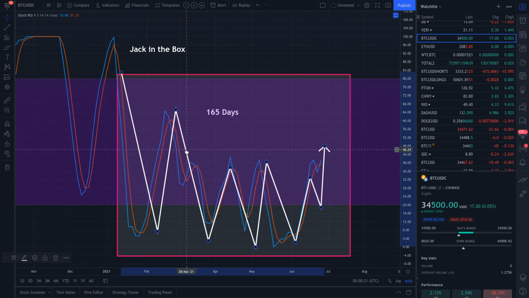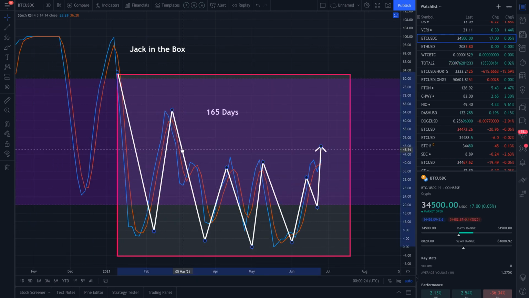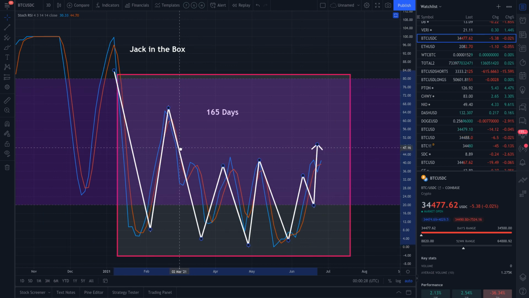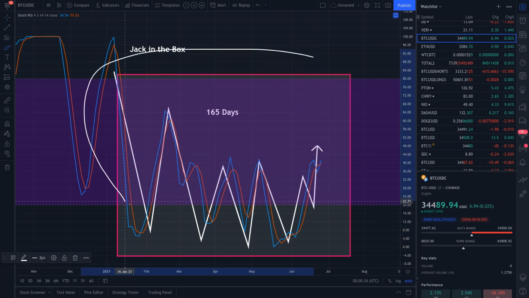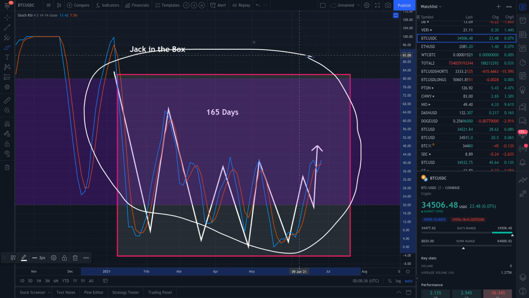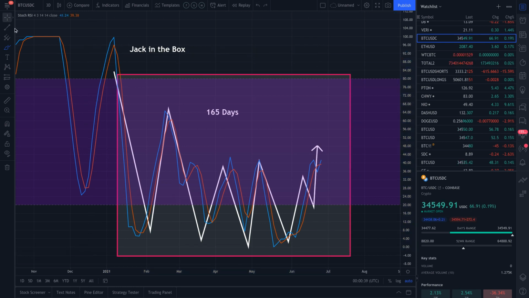Now, I'm actually showing you this for a reason. Look at that. I mean, it's not exactly 100%, but it's close enough for me to justify what I'm about to say, right? All right, so notice how we have this Jack in the Box, aka coiling effect in the stochastics RSI. I want to show you what happened in the price action.